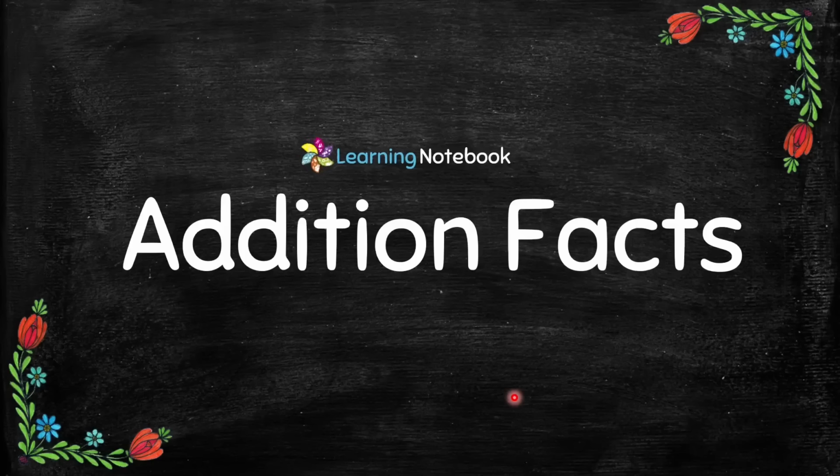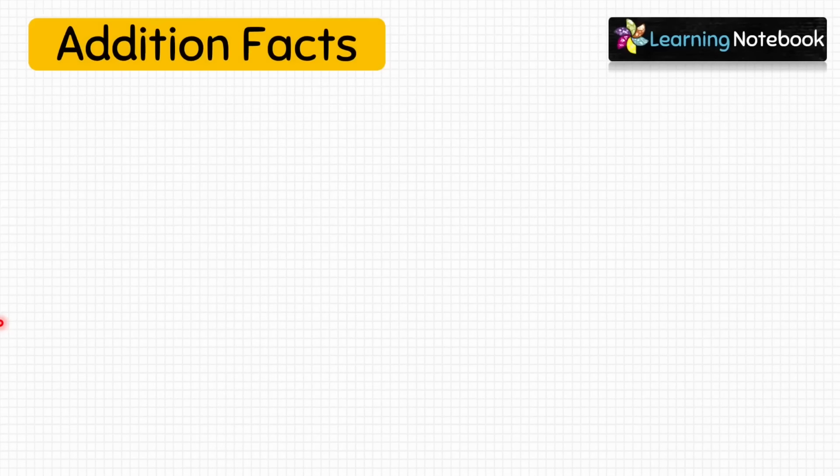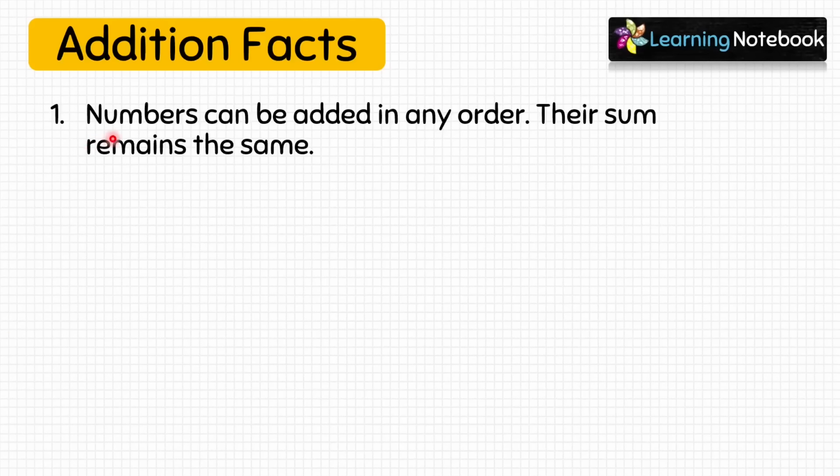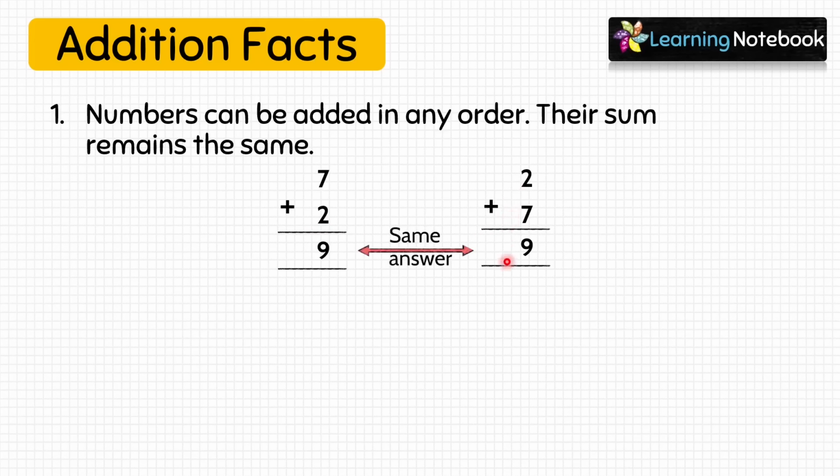Now let's learn addition facts. First addition fact is numbers can be added in any order. Their sum remains the same. Let's take an example. 7 plus 2 equals 9. Now, if we change their order and we do 2 plus 7, then also we get the sum as 9 only. So, students, numbers can be added in any order, their sum remains the same.